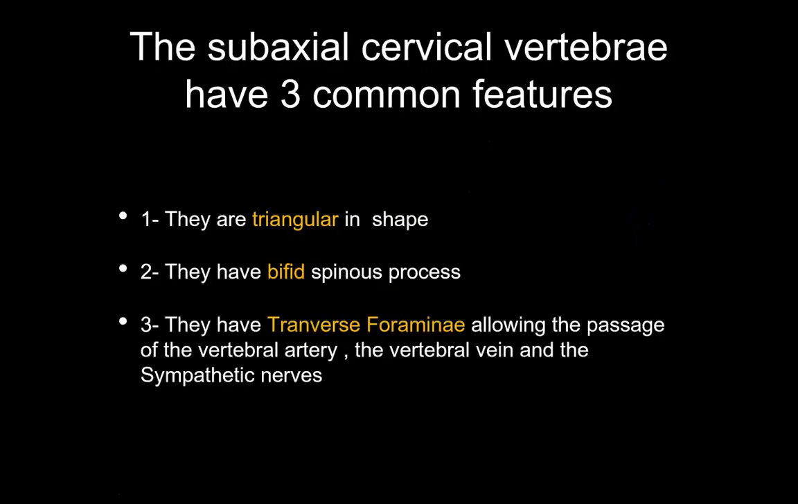The subaxial cervical vertebrae have three common features. The canal is triangular in shape, they have a bifid spinous process, and they have transverse foramina, allowing for the passage of the vertebral artery, the vertebral vein, and the sympathetic nerves. So these are characteristics peculiar to the C3 to C7 vertebrae.